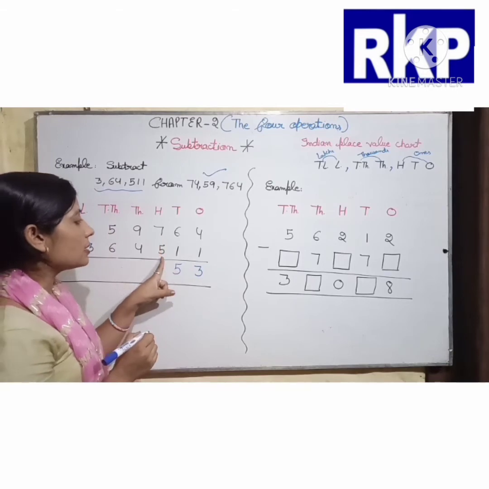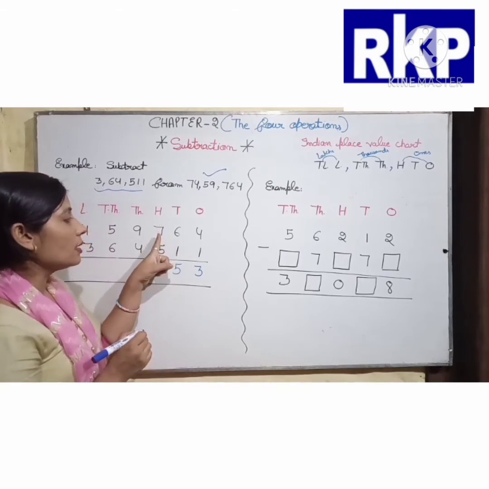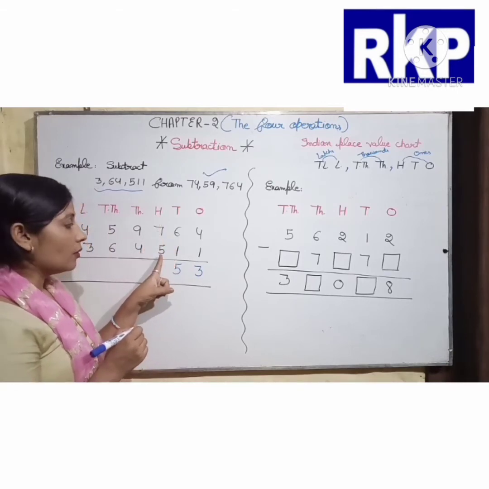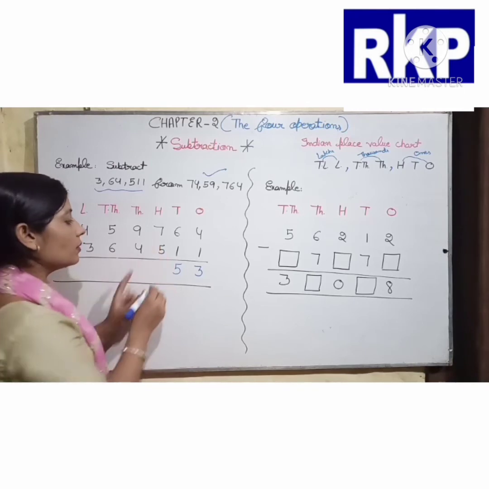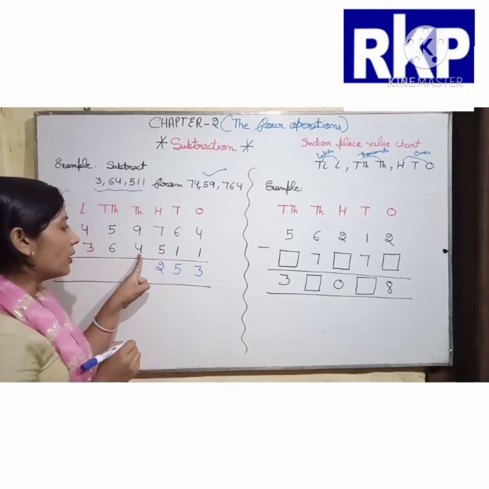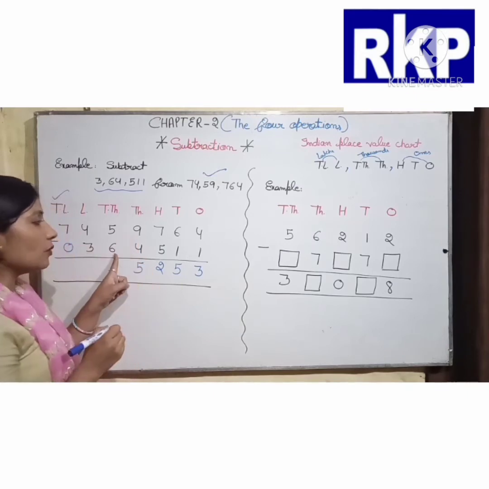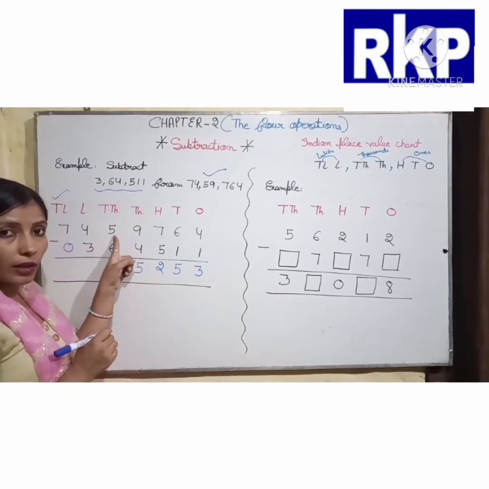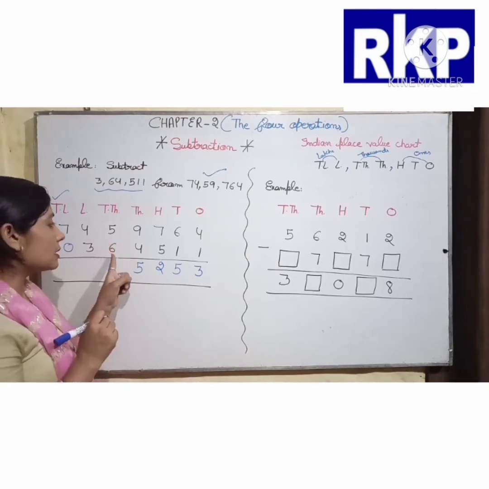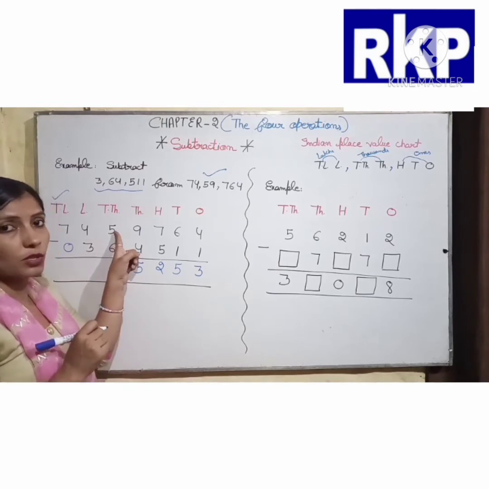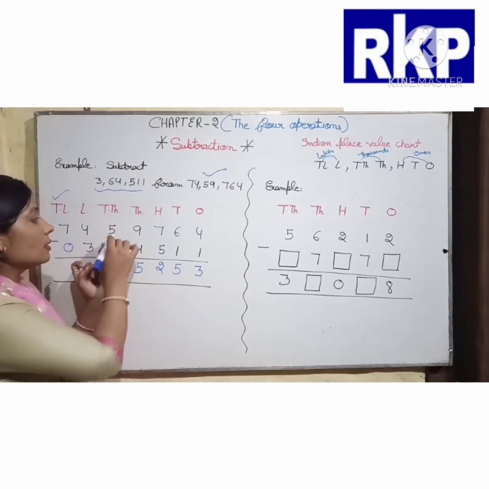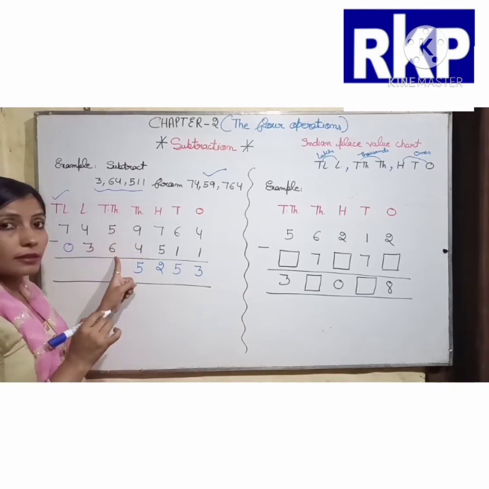Now here you can see in 100 place we have 7 and 5. When we subtract 5 from 7, we get 2. And when we subtract 4 from 9, we get 5. Here we have 6 and here we have 5. Means we have to subtract 6 from 5. But it is not possible because it's a smaller digit and it's greater.